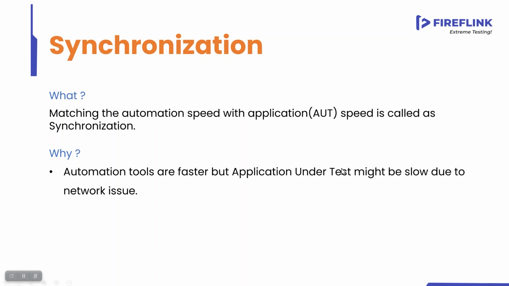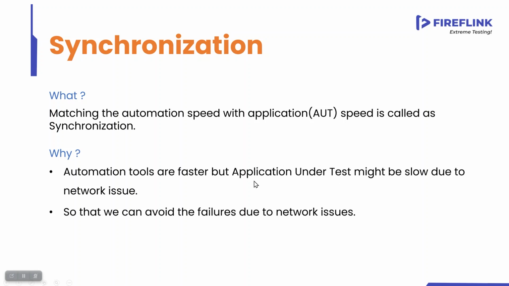But my application might slow down due to some network issue, right? So in that case, I have to match the speed of the application with the automation speed so that I can avoid the failures due to the network issue. In order to achieve this, we are using the synchronization concept. Synchronization is nothing but adding wait statements. I'm just asking the automation script to wait for the application to load, or to wait for the element to load, or wait for a specific condition, or wait for 2 seconds. These kinds of wait statements we are going to give in the synchronization concept.